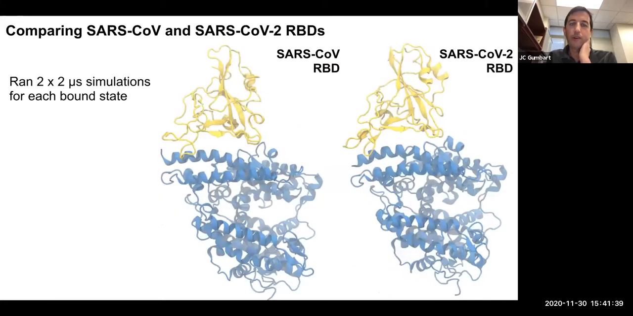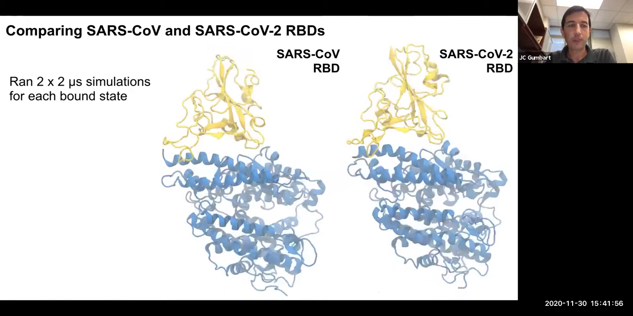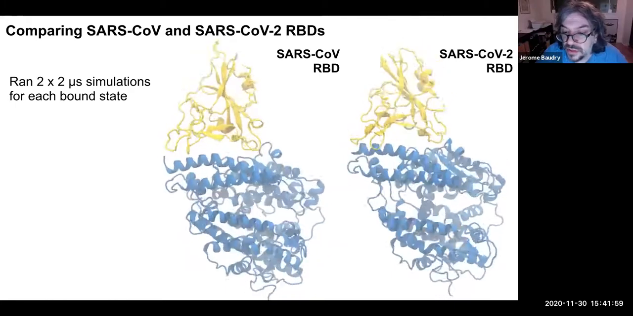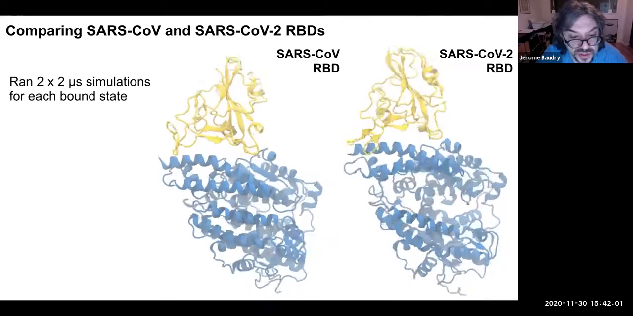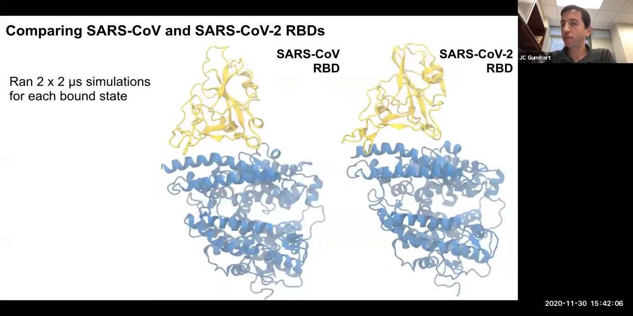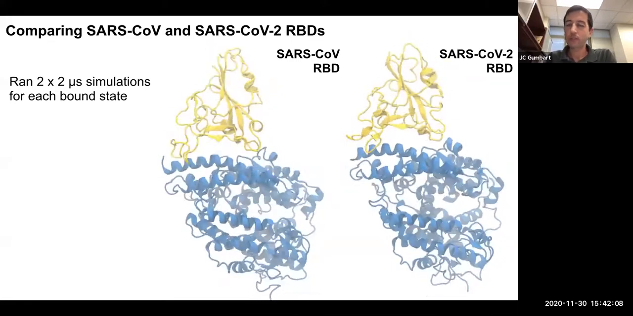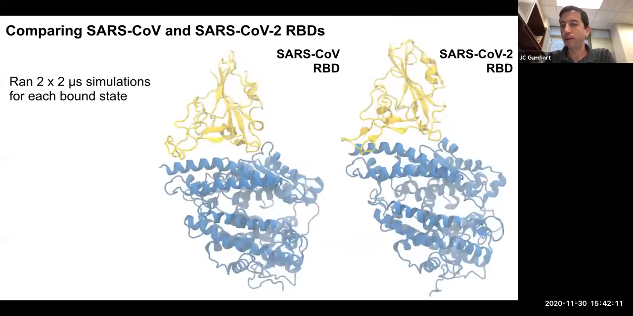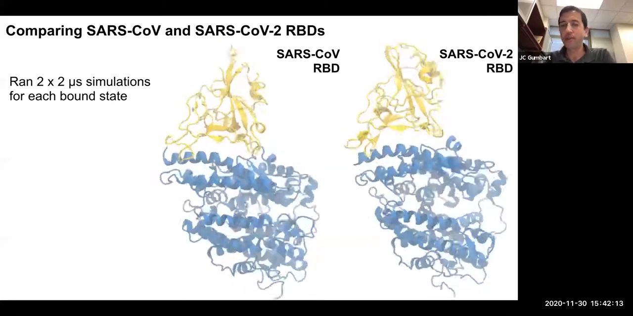To get at this a little more, again, we turn to molecular dynamics. We ran equilibrium simulations of these complexes, one for SARS-CoV-1 and one for SARS-CoV-2. Actually, we ran each one twice. Sorry to interrupt, but did you include the glycosylation in the simulations you're showing now? In this one, no, but in the next ones I'll show, yes. Or at least in this one it's very minimal. I think we kept the ones that were crystallized, but nothing more than that.